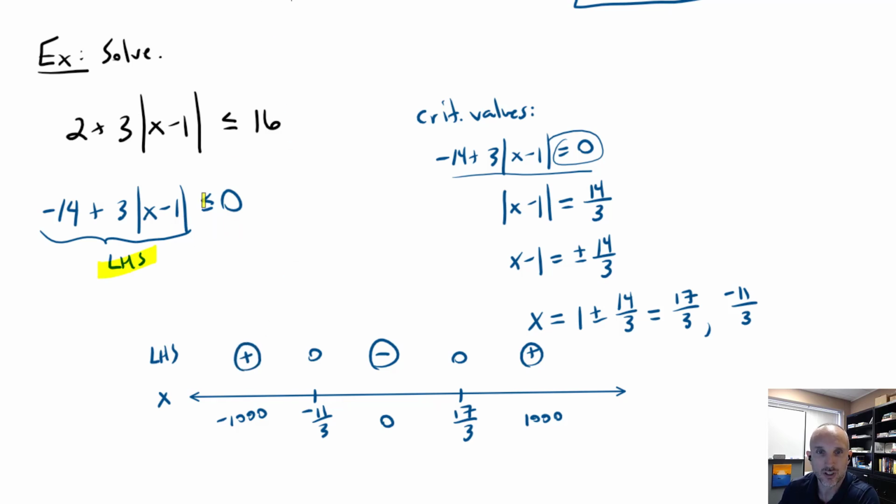And now we want to know where the left-hand side is less than or equal to 0. So it's equal to 0 here, less than 0 there, equal to 0 here. So we're going to shade those endpoints and everything between. And we just have one interval from negative 11 thirds to 17 thirds, including those endpoints. And that is how you solve absolute value inequalities.